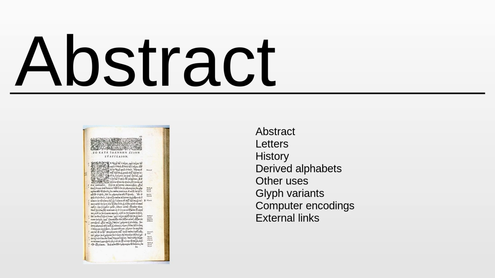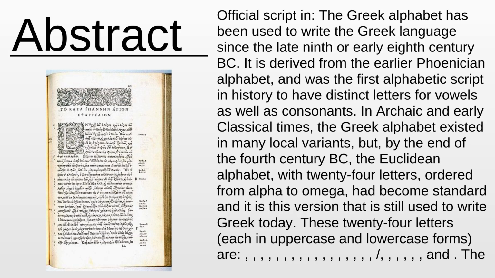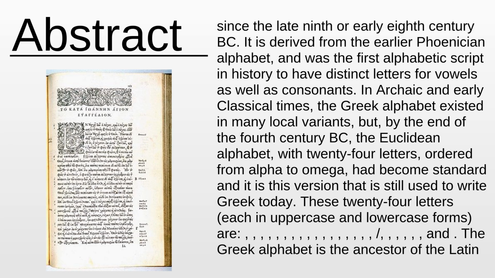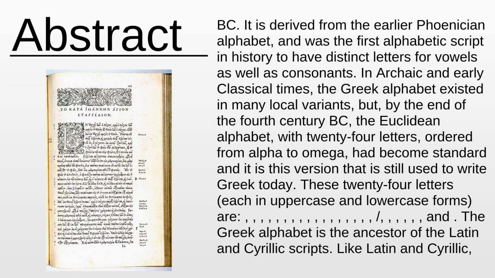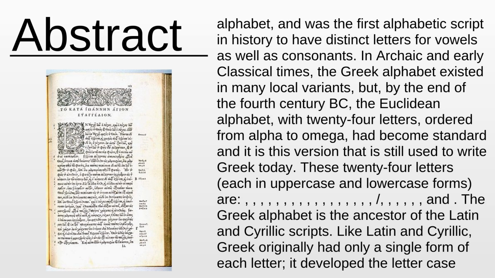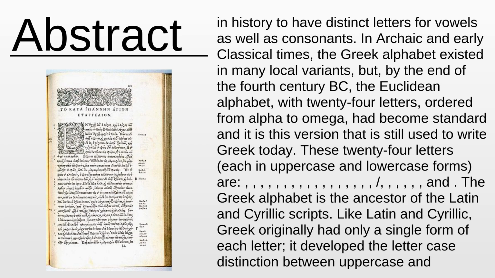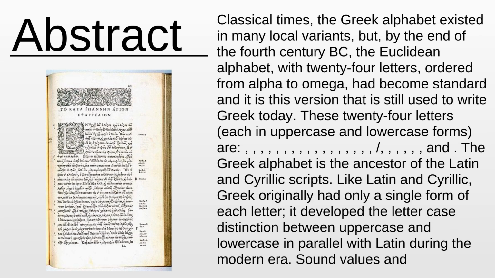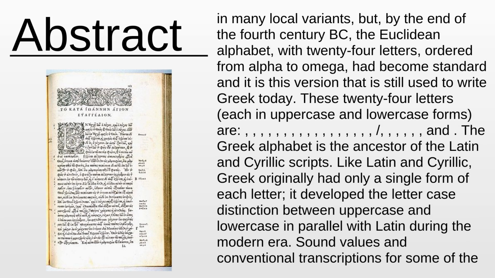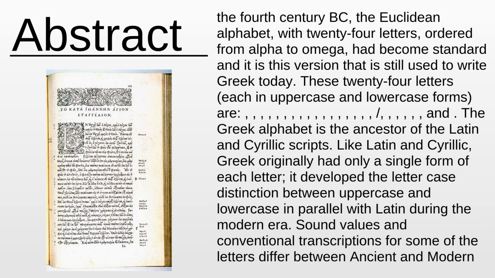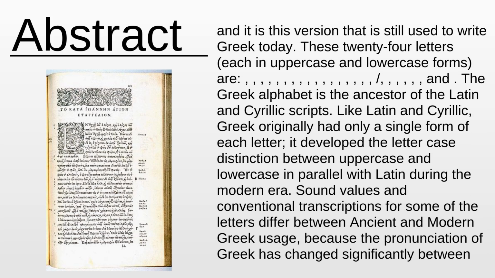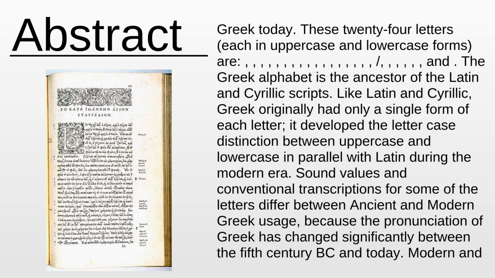Abstract. The Greek alphabet has been used to write the Greek language since the late 9th or early 8th century BC. It is derived from the earlier Phoenician alphabet, and was the first alphabetic script in history to have distinct letters for vowels as well as consonants. In archaic and early classical times, the Greek alphabet existed in many local variants, but by the end of the 4th century BC, the Euclidean alphabet, with 24 letters, ordered from alpha to omega, had become standard, and it is this version that is still used to write Greek today.